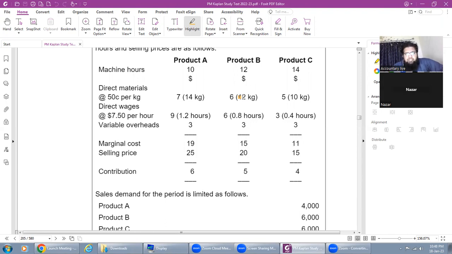Then we talk about the labor hours, direct wages. We need $7.5 per hour and 1.2 hours are required to produce product A. Product B requires 0.8 hours. Product C requires 0.4. So 1.2 multiplied by 4,000, 0.8 multiplied by 6,000, 0.4 multiplied by 6,000. So we get the total answer 12,000. And for machine hours, we have an answer of 196,000.